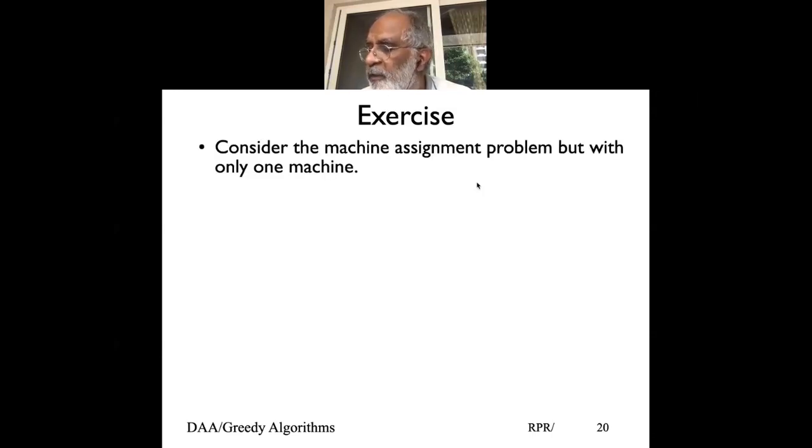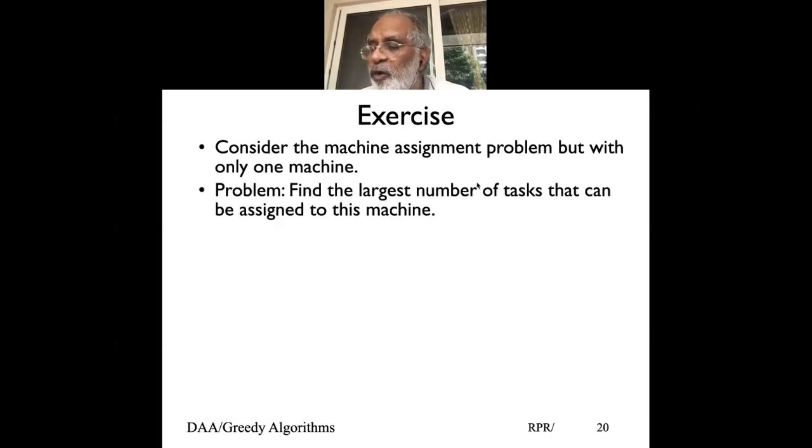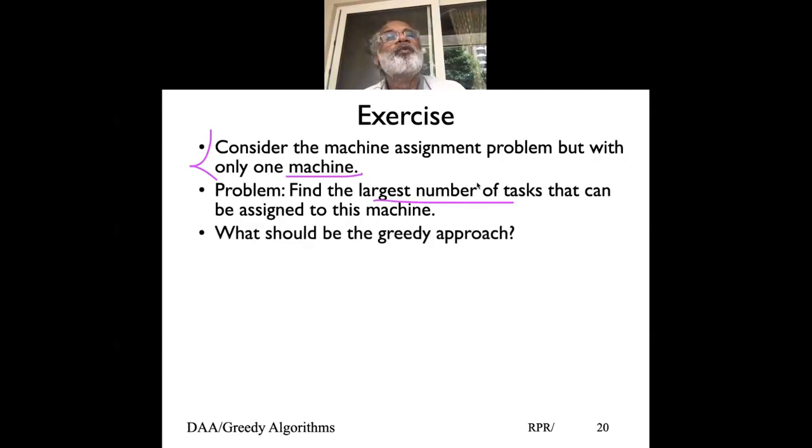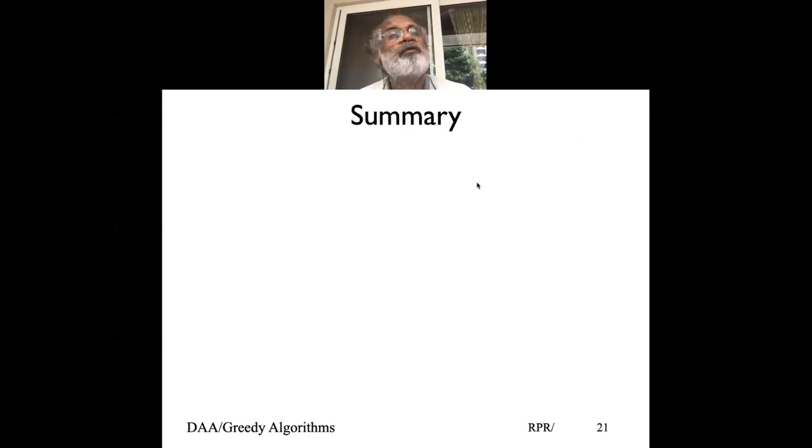Another exercise: if you are given only one machine, like only one classroom, how many classes can you schedule? Write a program to solve that, work out an algorithm, or find the largest number of tasks that can be assigned to this machine or given classroom, that is, the maximum number of classes you can have. That is one exercise you should do, and work out what the greedy approach should be.